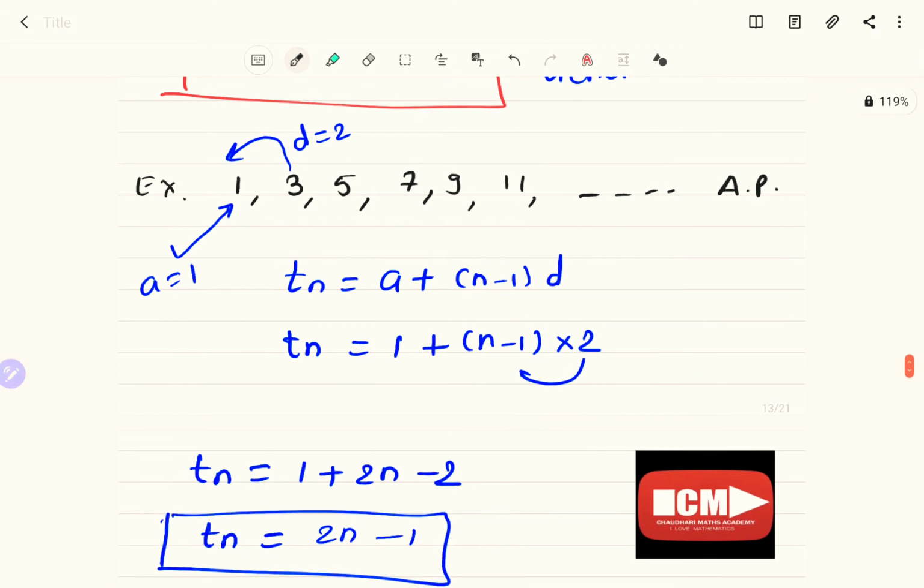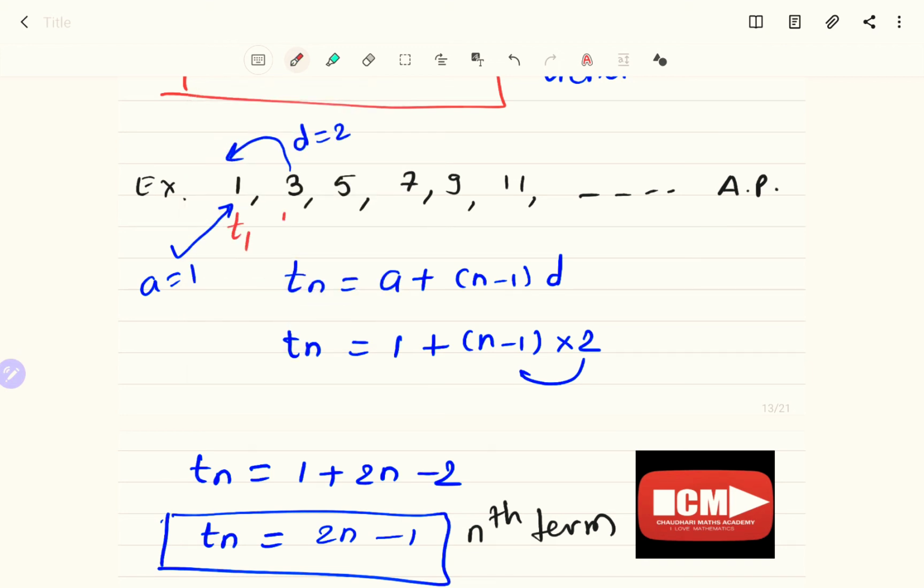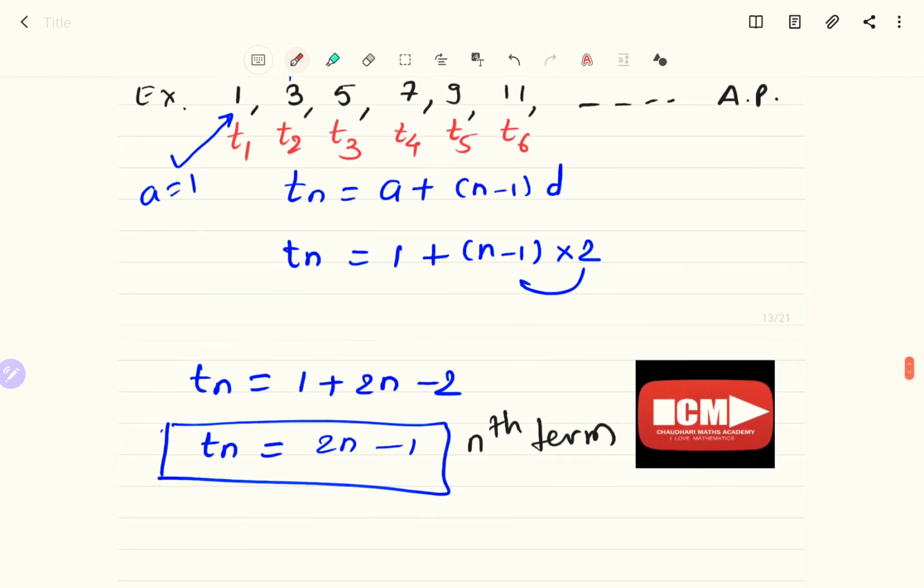Nth term represents each and every term of the sequence. So here I am marking 1 as the first term, 3 as the second term, 5 as the third term, 7 is the fourth term, 9 is the fifth one, and 11 is the sixth term of the AP. So right, okay, now let's see the magic.